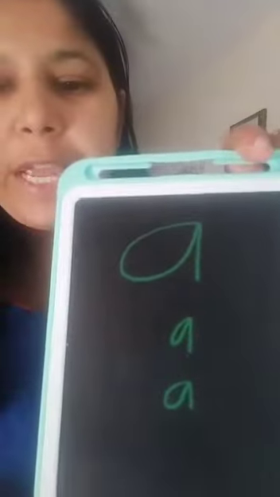Here I would like to show you the alphabet A. Here the bigger letter is very broad from inside. This one is very squeezed, and this is a normal A. So here I would like to show you different kinds of A.